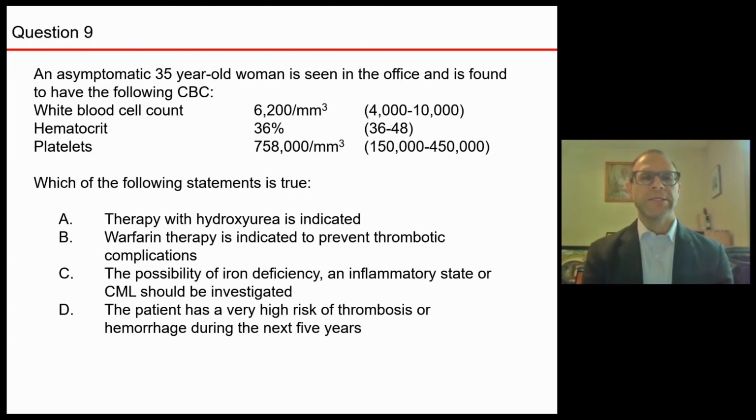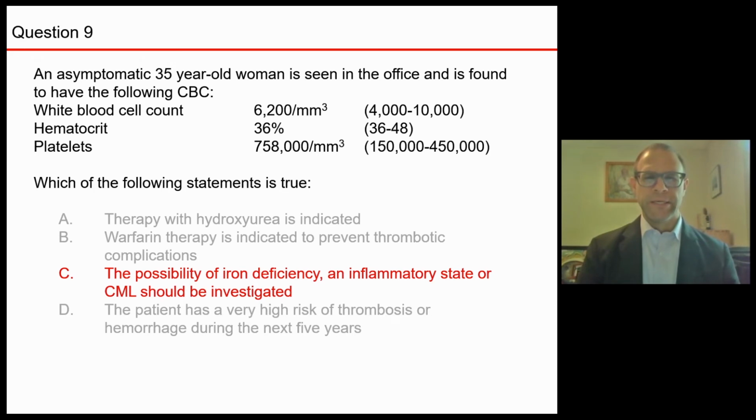The next question is, an asymptomatic 35-year-old woman with the following CBC, a white count of 6.2, hematocrit 36, and platelets elevated at 758. Which of the following statements is true? A, therapy with hydroxyurea is indicated. B, warfarin therapy is indicated to prevent clots. C, the possibility of iron deficiency and inflammatory state, or CML, should be investigated. And D, the patient has a very high risk of thrombosis or hemorrhage during the next 5 years.